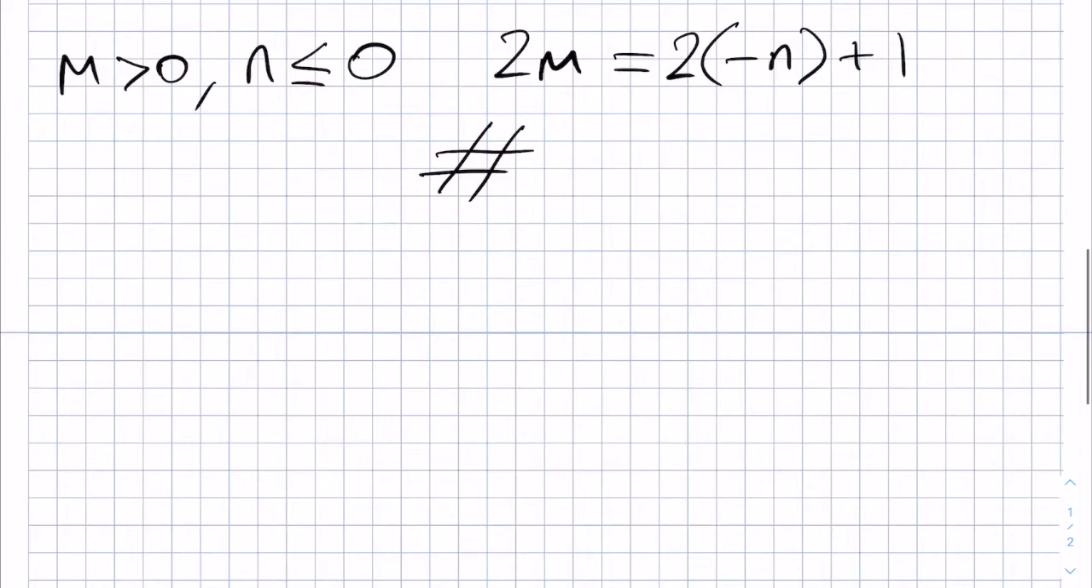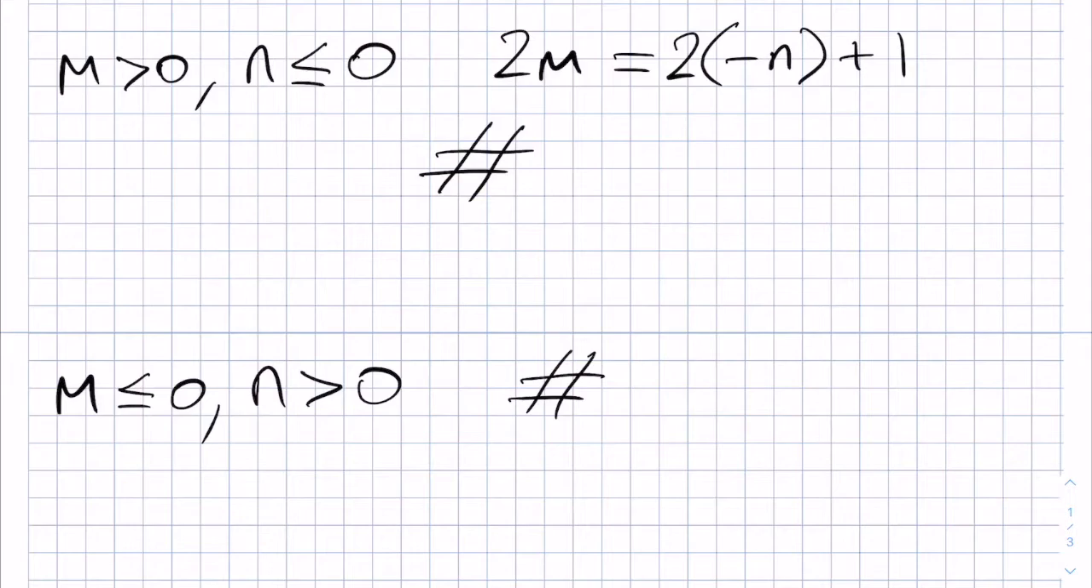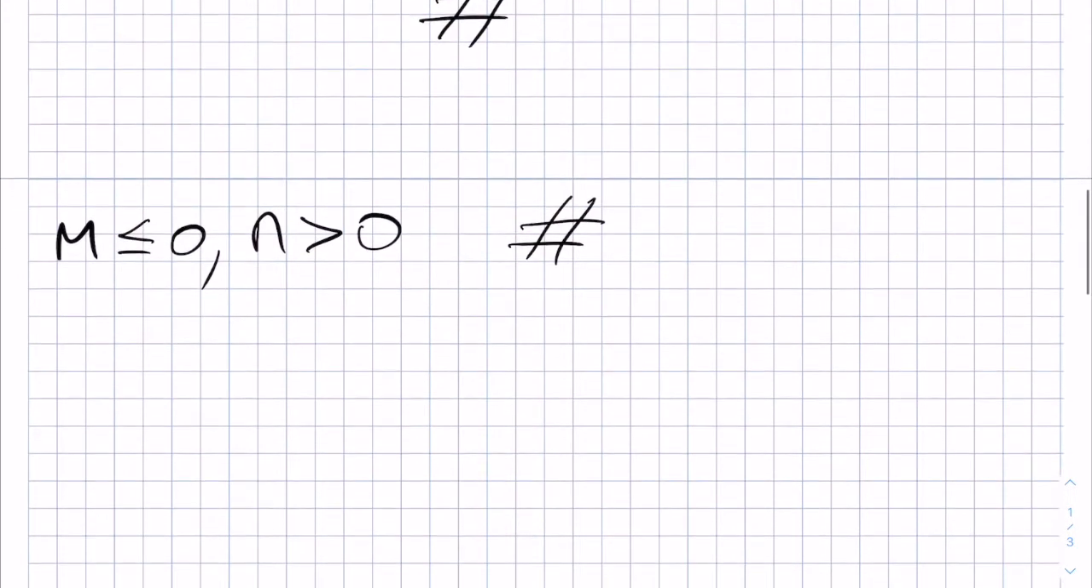Next we have another very similar case. We have m being less than or equal to 0 and n being greater than 0. However, this is essentially the above case with m and n being swapped. And so if you work through all the algebra, you will indeed again get a contradiction. Next, the final case is both m and n being less than or equal to 0.